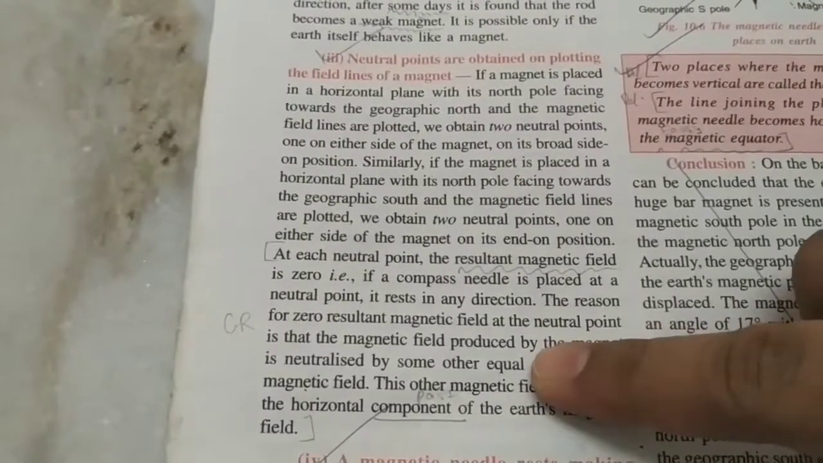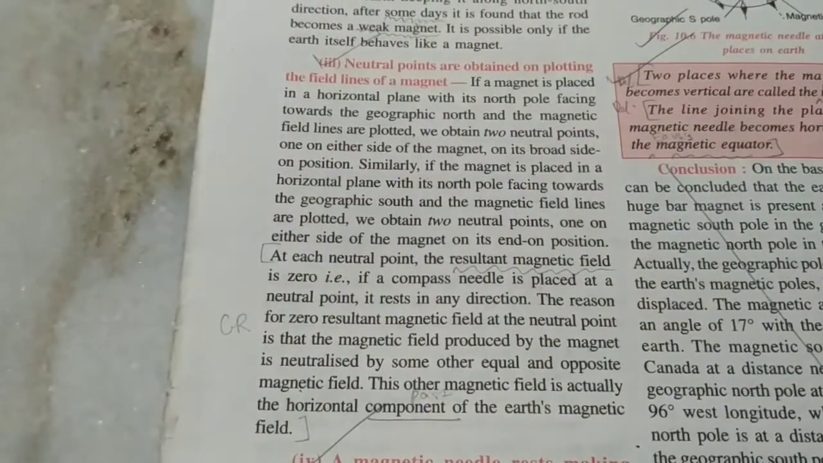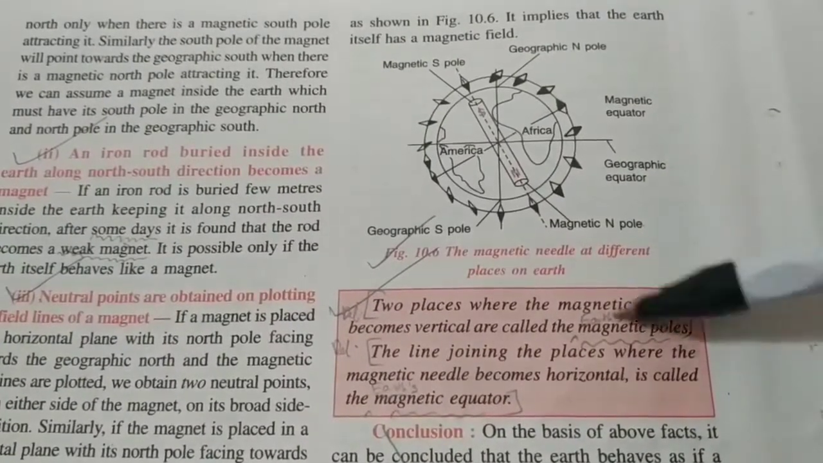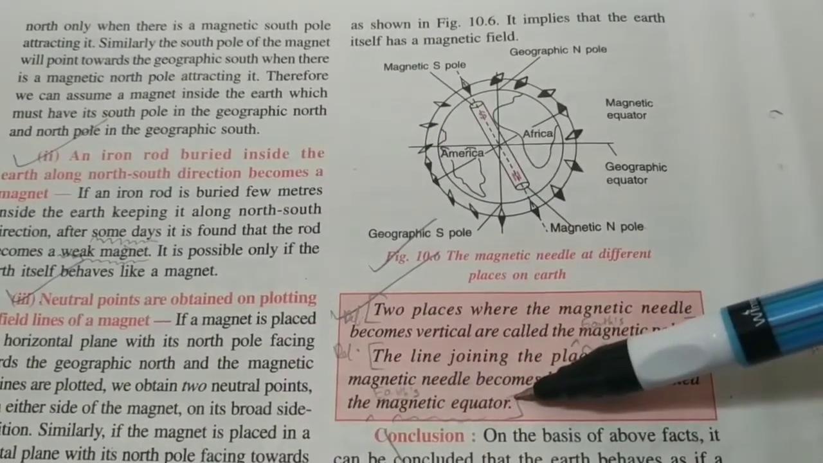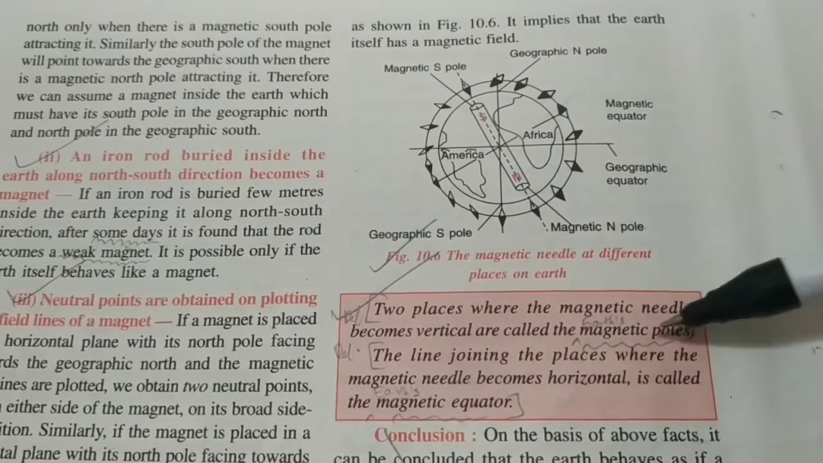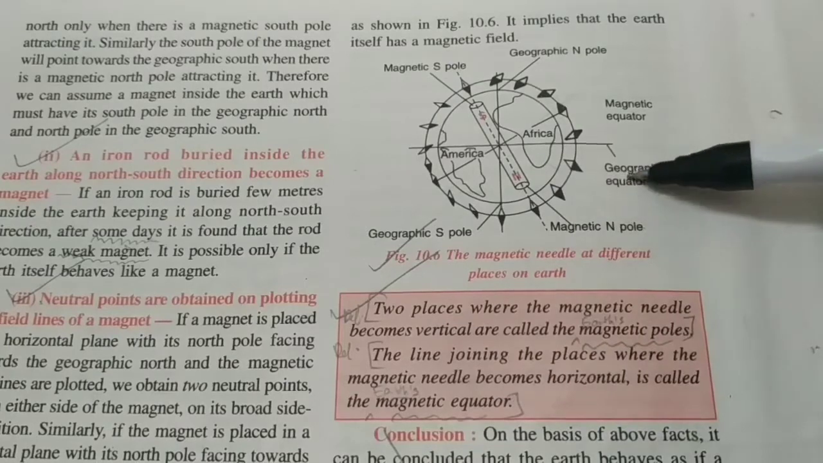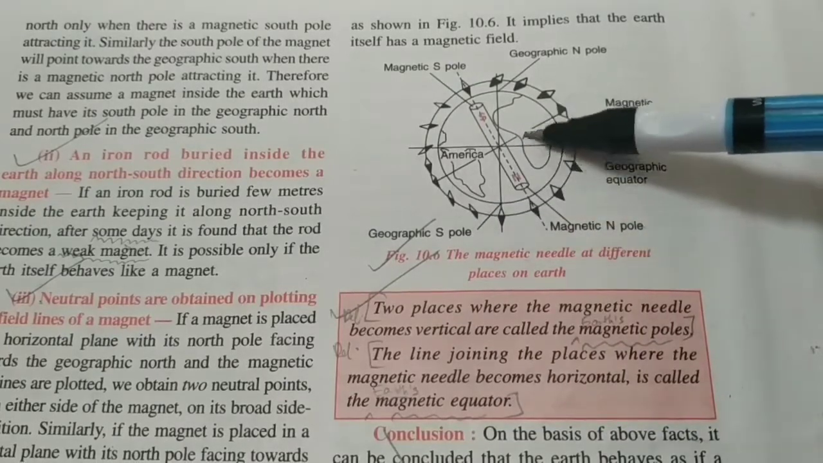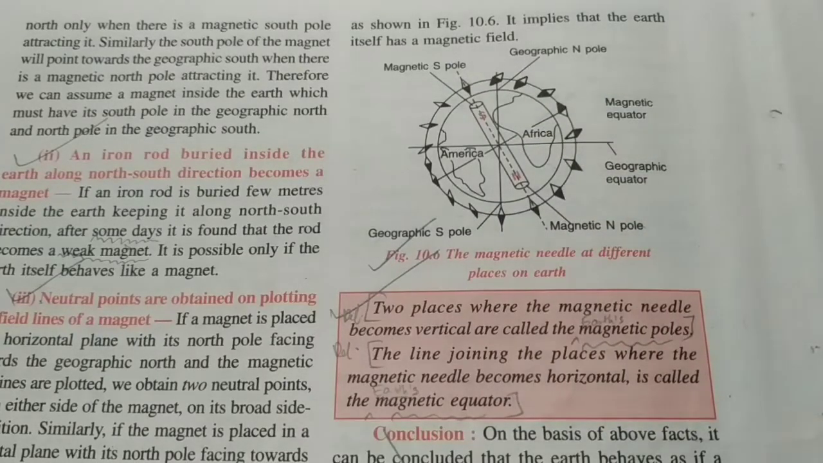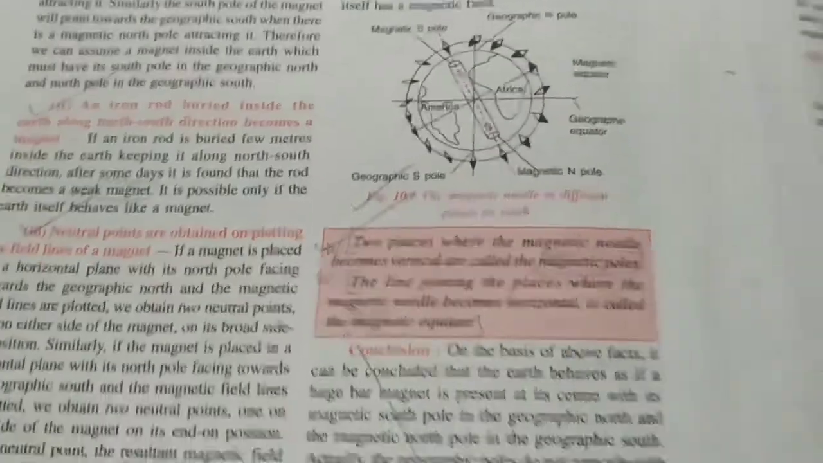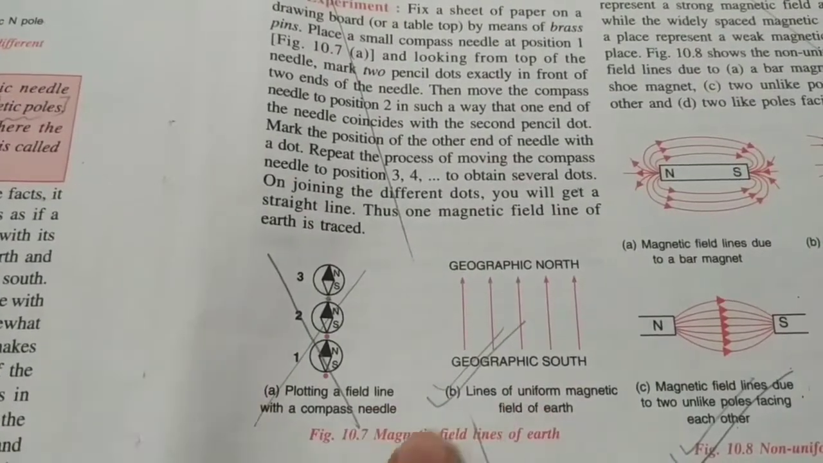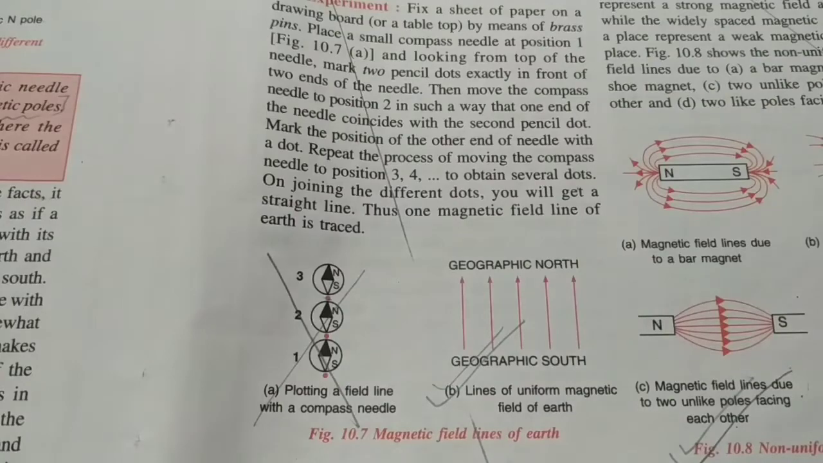This is a good reason about neutral points. Why are they formed? And we have a couple of definitions here: the Earth's magnetic poles and the Earth's magnetic equator. Remember, magnetic poles are different from geographic poles, and the magnetic equator is different from the geographic equator. As you can see, there is a slight angle between them. This diagram also has to be practiced. Lines of uniform magnetic field of the Earth.